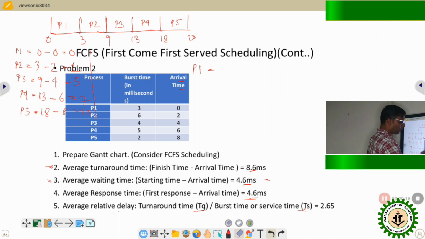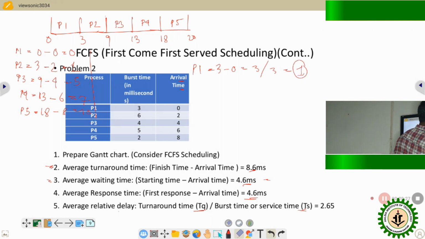So that is turnaround time. Formula says finish time minus arrival time. So 3 minus 0, 3 divided by how much? 3. We'll get 1. For process P2, finish time minus arrival time. P2's finish time 9 minus arrival time was 2. So it is 7 by how much? 6. We'll get something 1 point something.